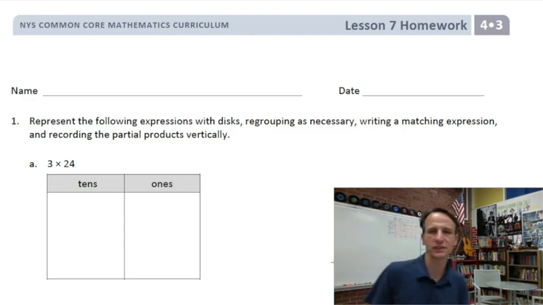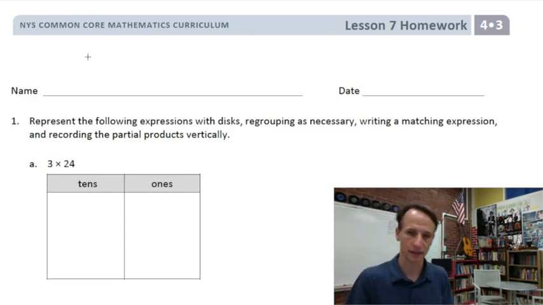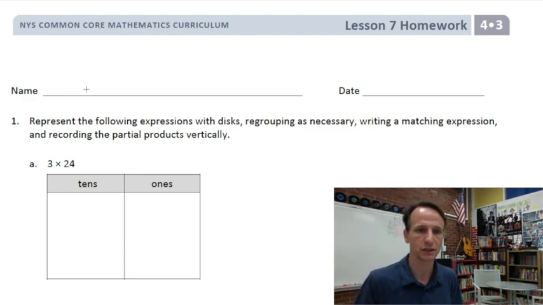Homework time! Once again, homework time is here again. Let's start off this Lesson 7 homework of Module 3, dealing with some multiplication here, by jotting our names at the top of our papers.